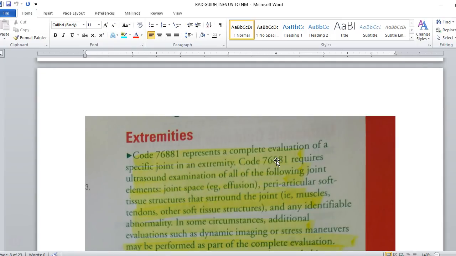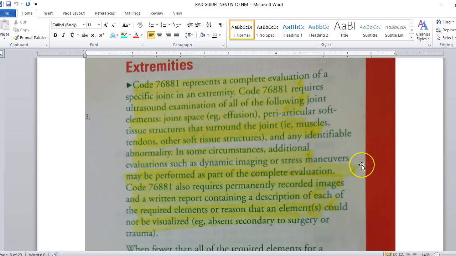Okay, we don't have any guidelines for the genitalia, but we do for extremities. And they have revised these guidelines because now we can actually do things like use stress, and I'll explain that in a minute. So code 76881 represents a complete evaluation of a specific joint in the extremity. Code 76881 requires examination of the following: joint space, so the effusion itself, periarticular soft tissue structures surrounding the joint, the muscles, the tendons, and the other soft tissue structures, and any identifiable abnormality.